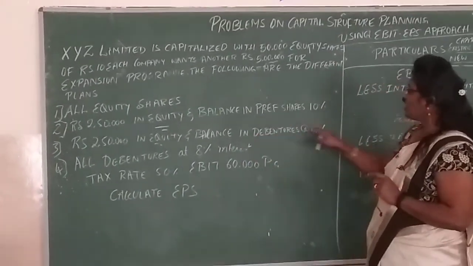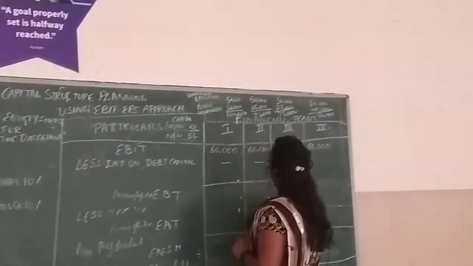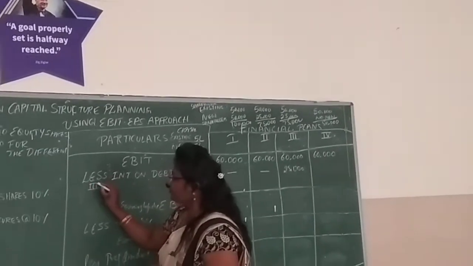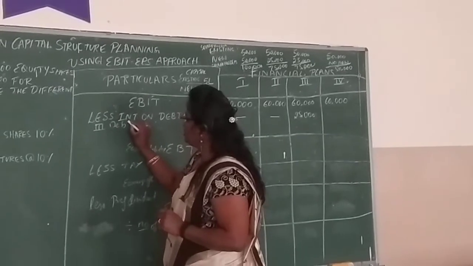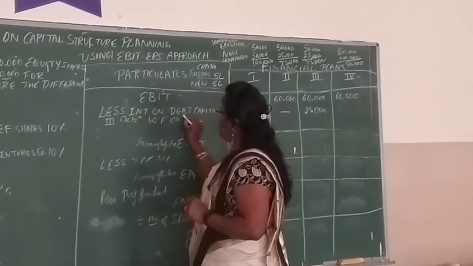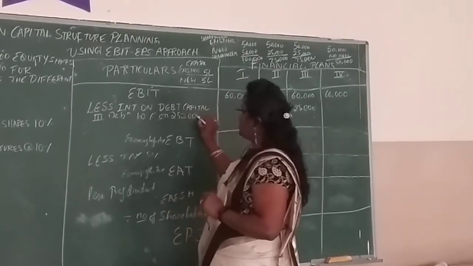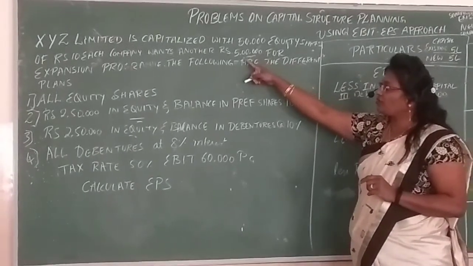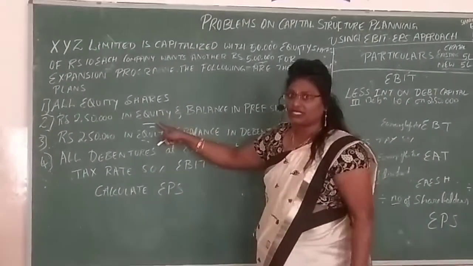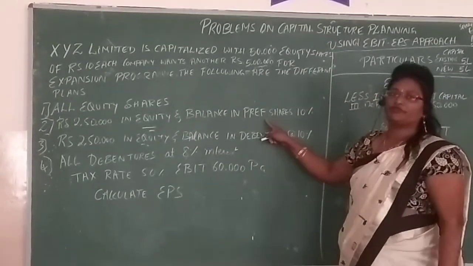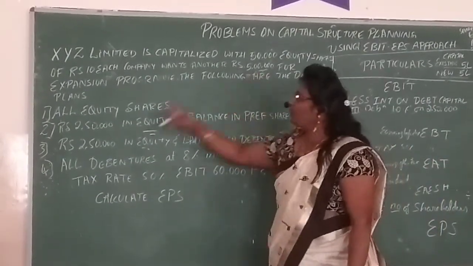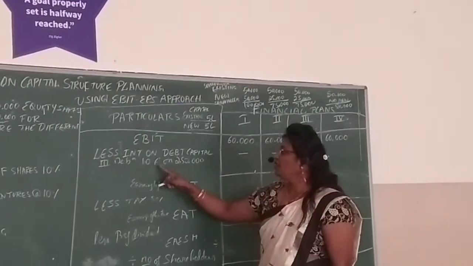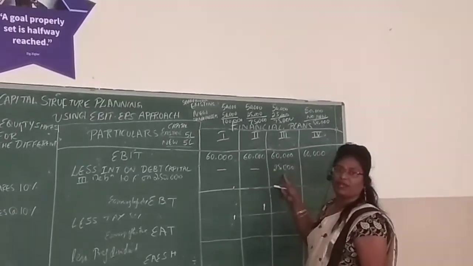So 2,50,000 into 10%, that is 25,000. That we will write down here. Plan 3, debenture 10% on 2,50,000. I am repeating, how did we get this 2,50,000? The total additional capital required was 5 lakhs, out of which 2,50,000 is raised from equity, and the remaining balance amount is from debenture. The balance is 5 lakh minus 2,50,000, so 2,50,000 in debenture. So 10% on 2,50,000 is 25,000, plan 3.